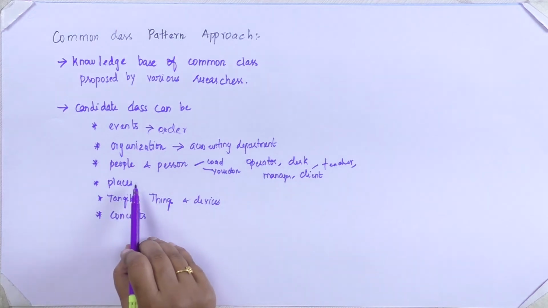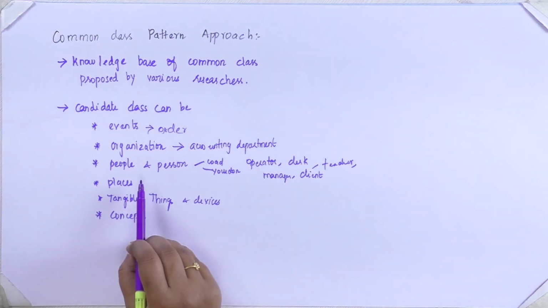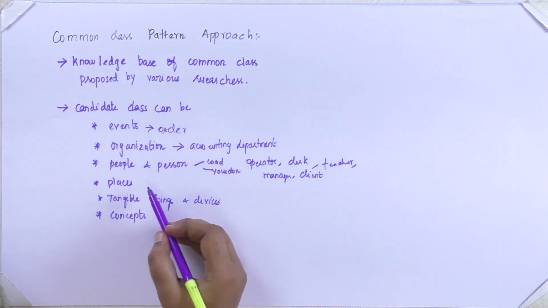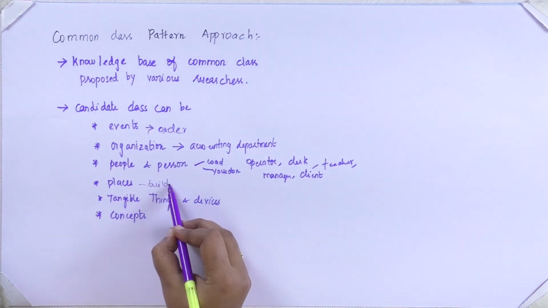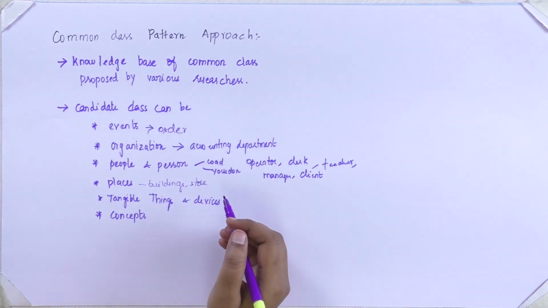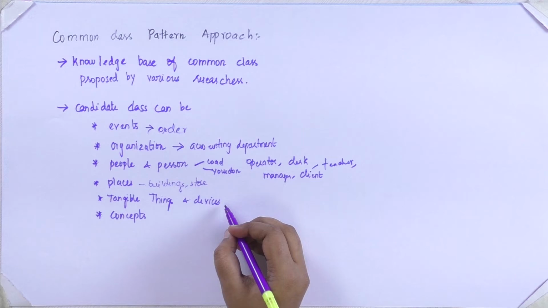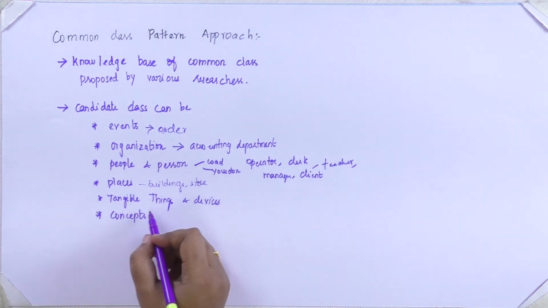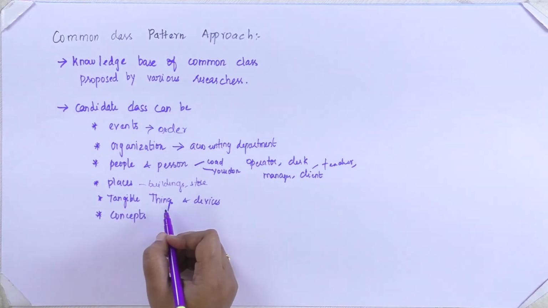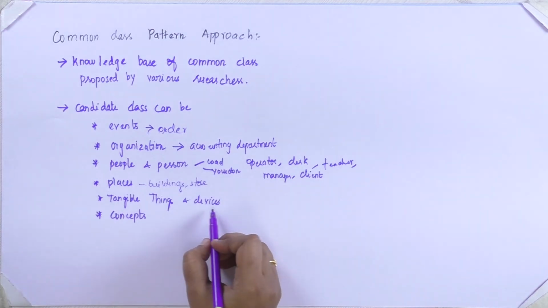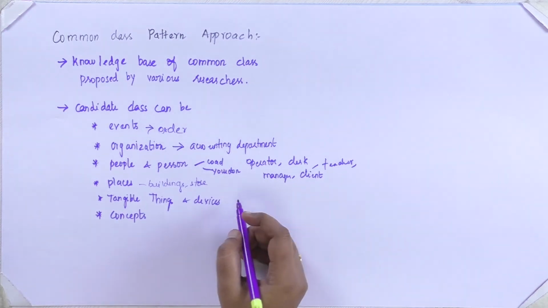Next, places can also come as a candidate class. Places are physical locations such as buildings and stores. So these physical locations can also come as a candidate class. Next, tangible things and devices can also come as a candidate class. Tangible things are physical objects or groups of objects, and devices are those with which the application interacts. So those tangible things and devices can also come as a candidate class.